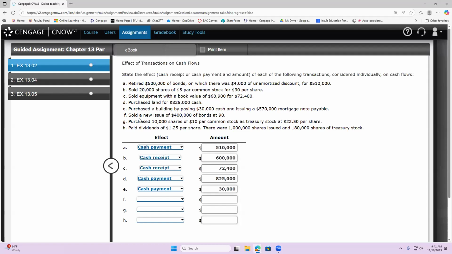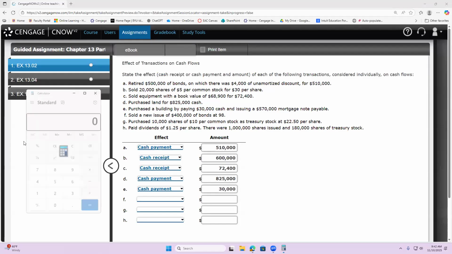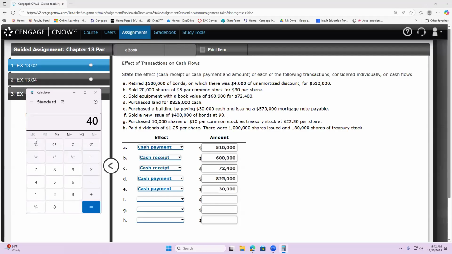cash. F, sold a new issue of $400,000 bonds at 98. Ah, here they're tricking us. Because if a bond is sold at a discount, then we're not getting all the cash of the face value, right? So we'd have to take 400,000, which is the bond value, and say, well, how much cash did I get? 98% of that. So we actually got a cash receipt of 392,000.